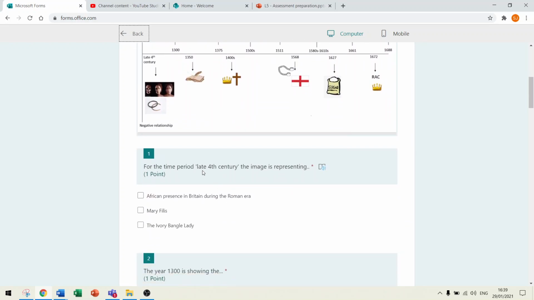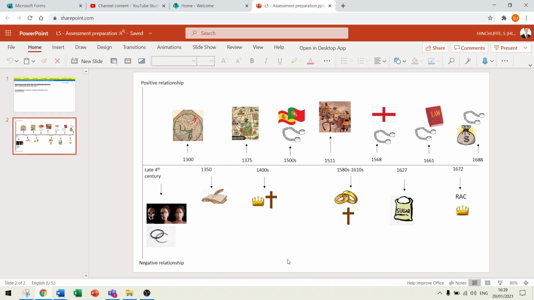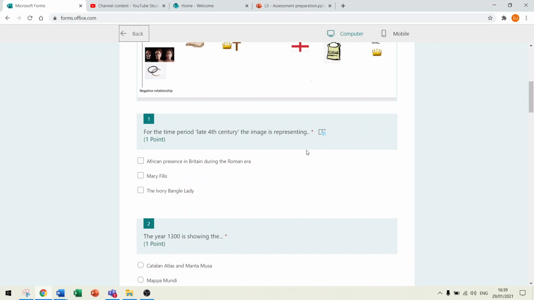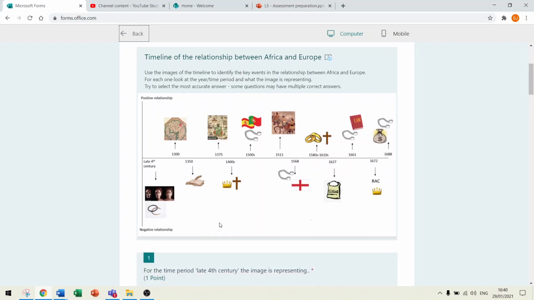So for question 1, it says, for the time period the late 4th century, so here it is, you look at the arrow, it's pointing at this image here and this image here. If you want to see it a little easier, you can see it on this document here. You need to argue what it's representing. Now, it might not always be the exact accurate piece of knowledge. It's about representing, so it could show a number of things, and some questions might have multiple correct answers. So it's about you trying to find the best accurate answer, really, but some have multiple answers, so you're not always going to be wrong.